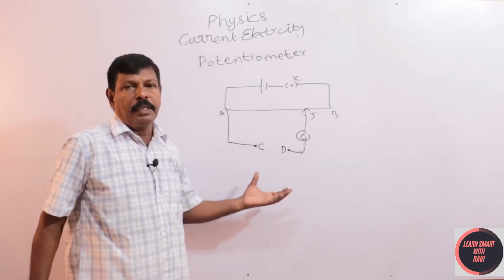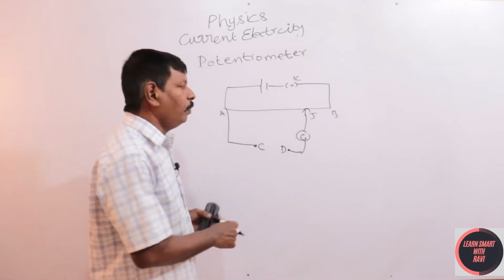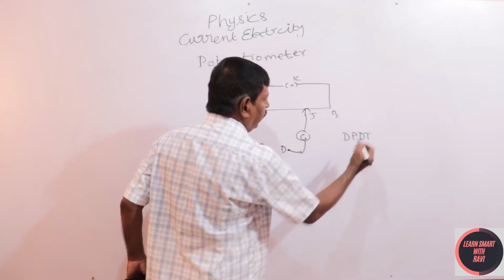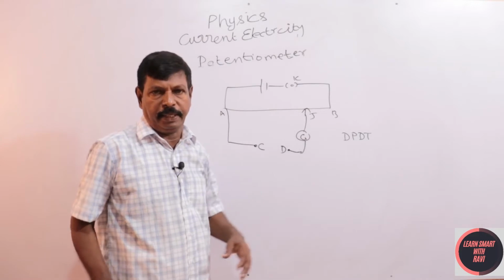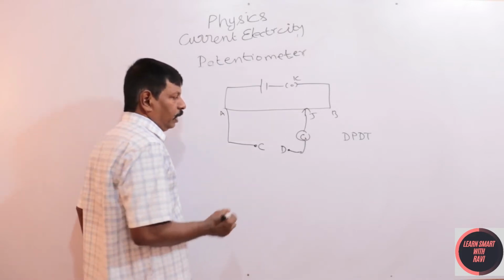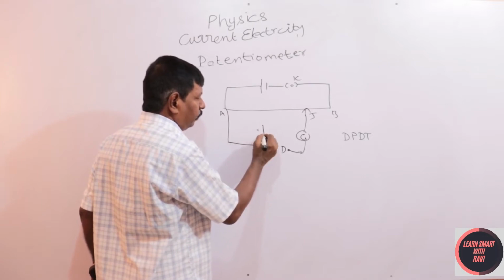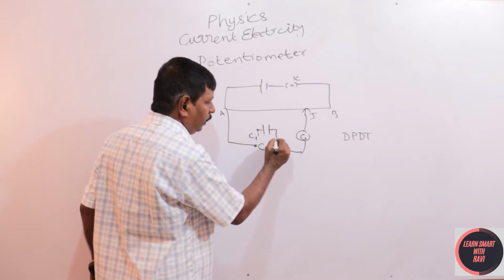இப்போ நமக்கு 6-way கீ அப்படின்னு ஒரு கீ கொடுக்குறாங்க. அது வந்து டபுள் போல் டபுள் த்ரூ கீ அப்படின்னு சொல்கிறோம். அப்போ DPDT key, 6-way key, it has two terminals. One terminal is known as C1 and the other terminal is known as D1.